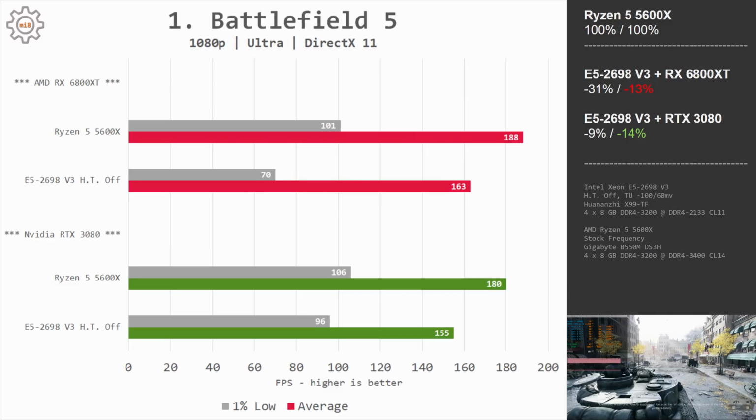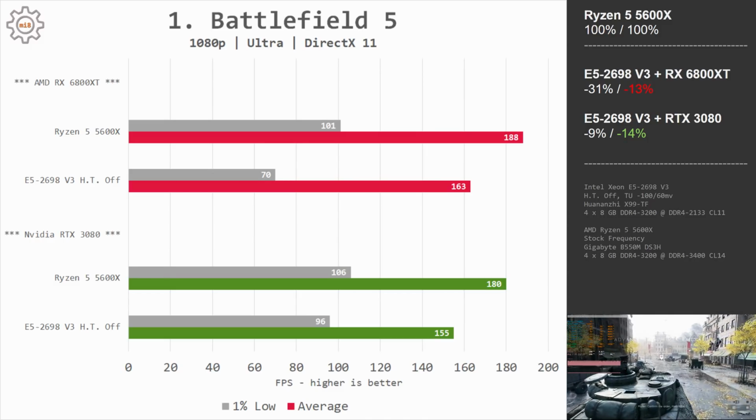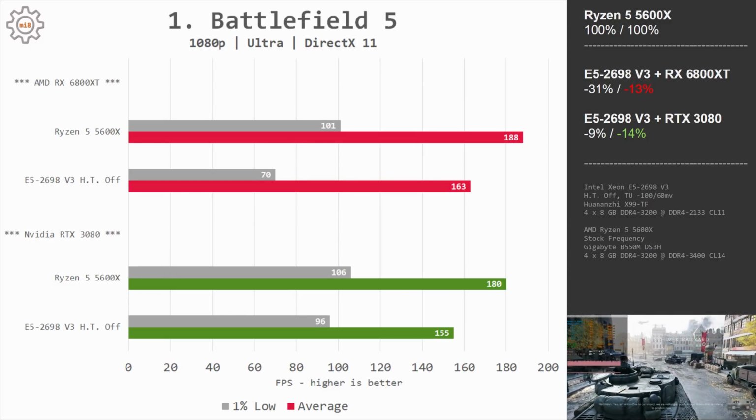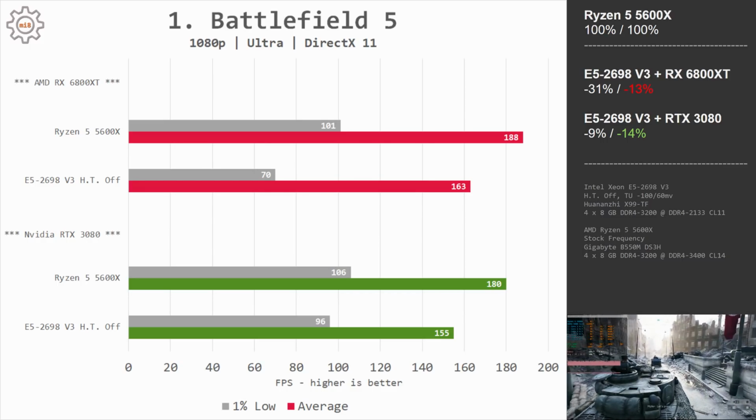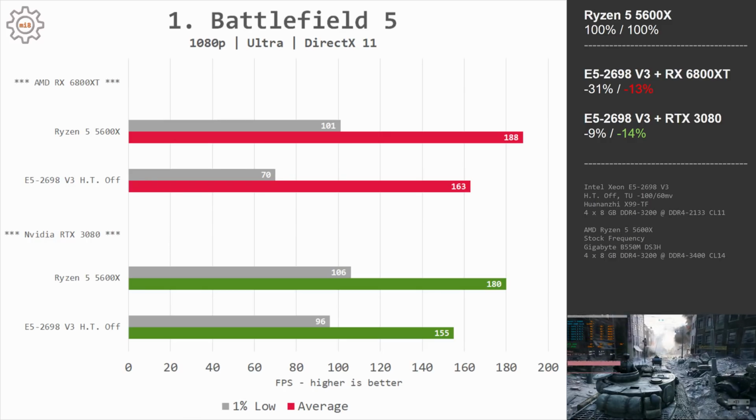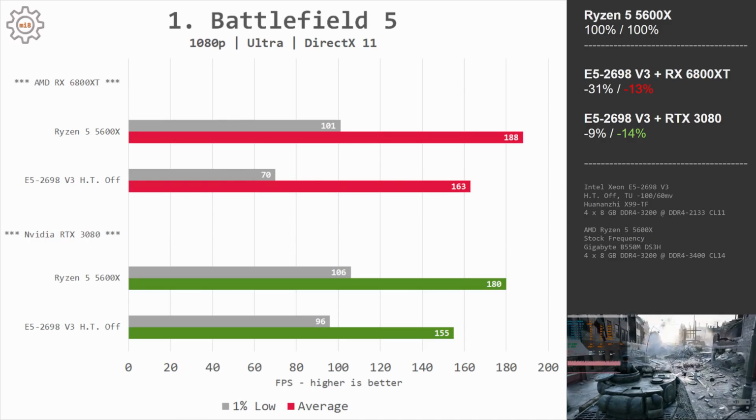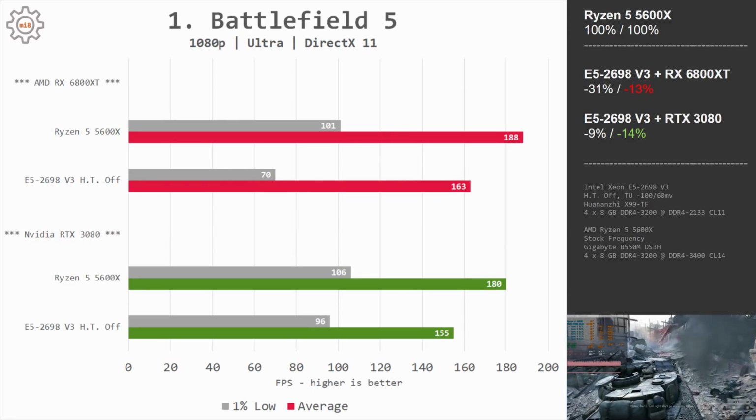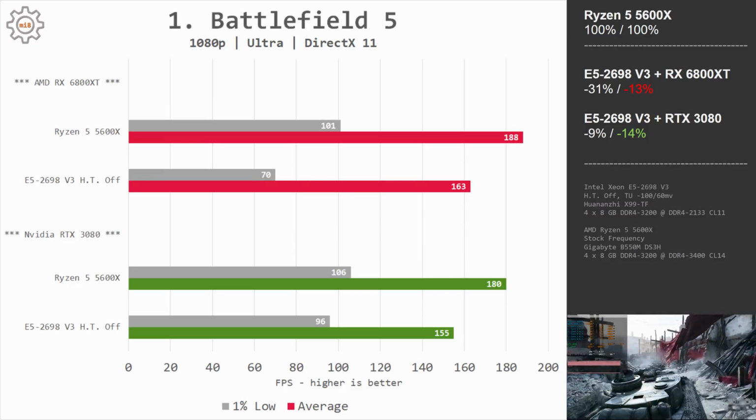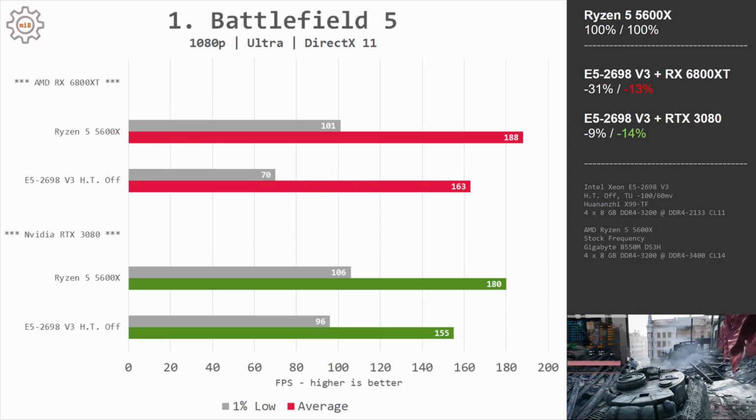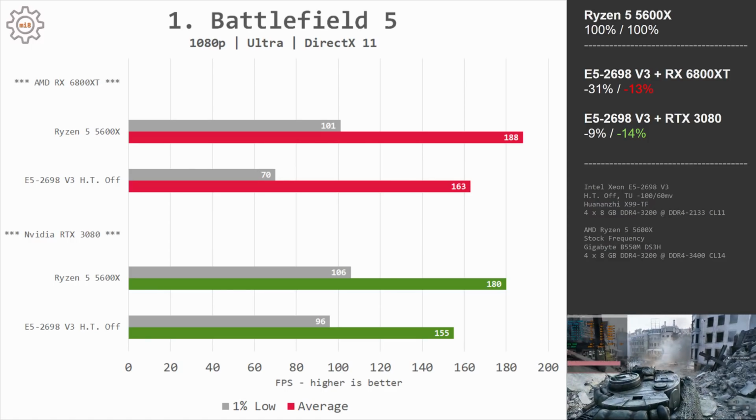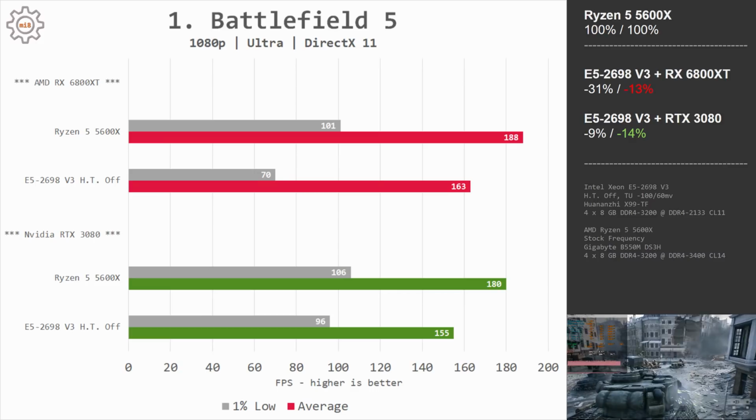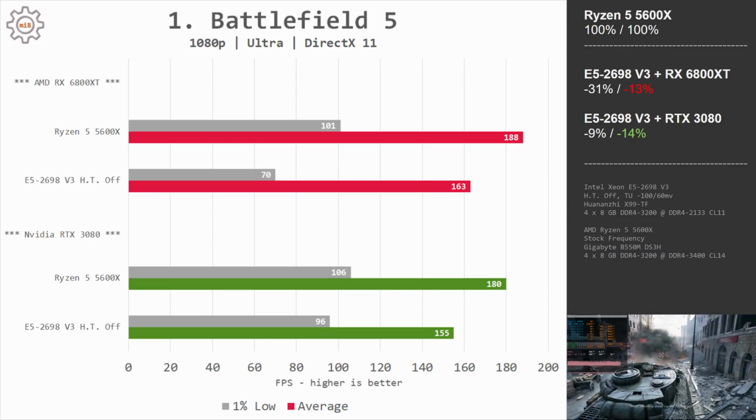Here, testing with RX 6800 XT, Xeon E5-2698v3 loses 31 and 13% to Ryzen 5 5600X when measuring 1% low and average FPS. Switching to RTX 3080, the gap between the CPUs shrinks to 9 and 14%. It's a rather significant change, and in this particular game, the combination of Xeon E5 plus Nvidia is better than the combination of Xeon E5 plus AMD graphics card.